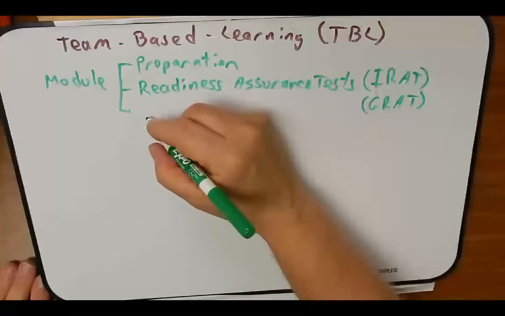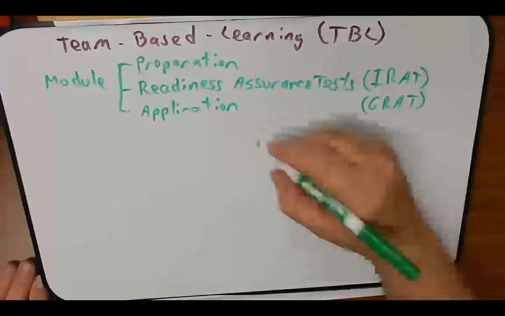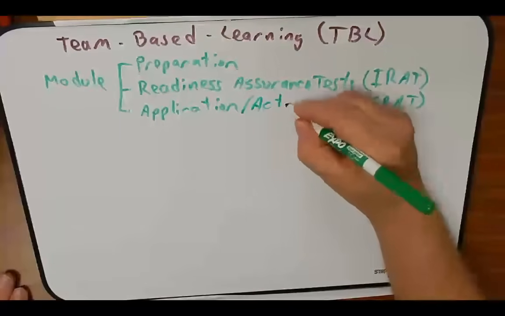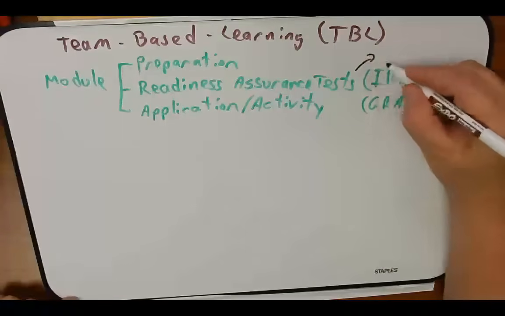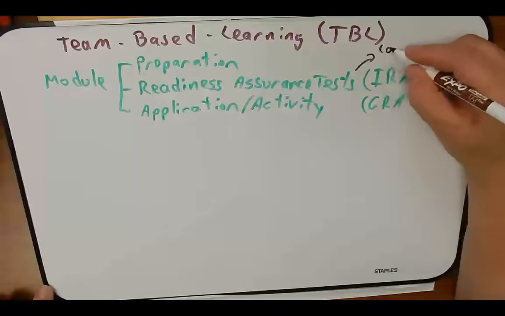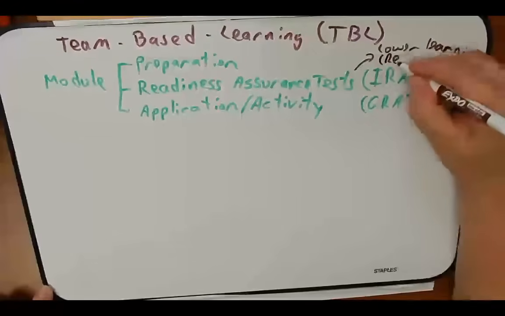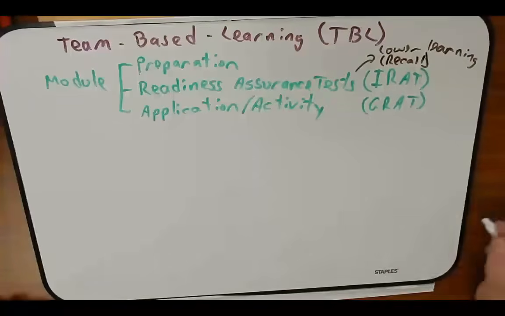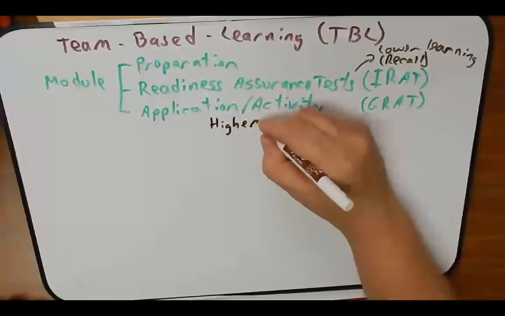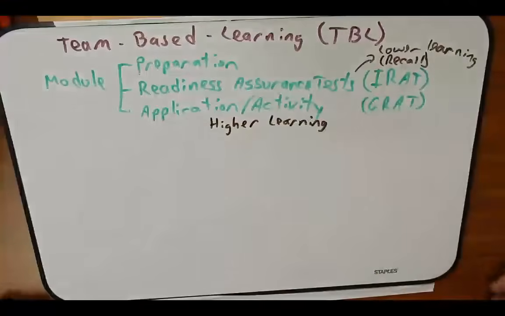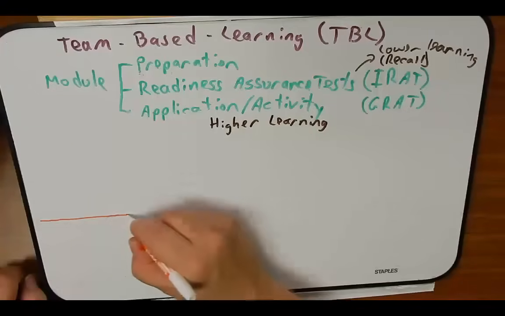And the third part in these modules is what we call an application. Sometimes I call these activities, but I mean the same thing. The readiness assurance tests are what we might call lower learning, things that are more like recall. Whereas the applications are going to focus on higher learning practices.